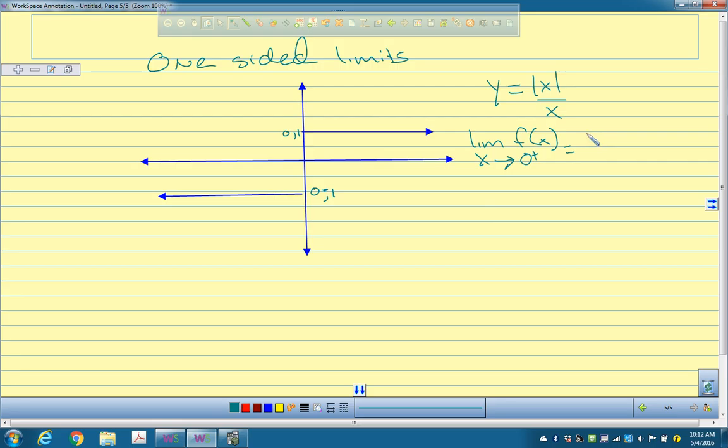Positive 1, okay? So this is from the right. So this doesn't mean positive 0. It means from the right, okay? That's how the right-hand limit works. From the right. And if I say the limit of f of x as x goes to 0 minus, okay, that's equal to -1, and this means from the left, okay?